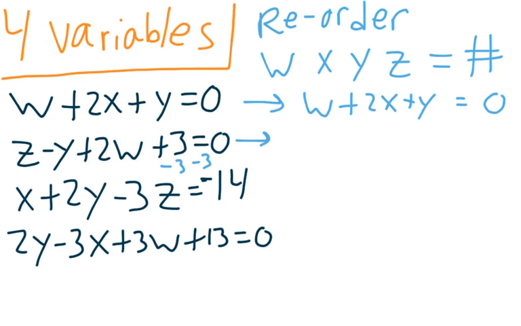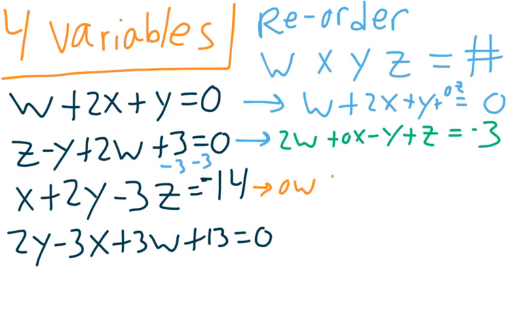So I'm going to do that one in green. So I have 2w. I have no x. And up here in the first equation, I had no z, so plus 0z. So plus 0x, I had minus 1y, and then plus 1z. And that all equaled negative 3. The next equation, this one here, is actually fine. I have no w's though, but I do have an x. I have 2y. I have minus 3z. That equals negative 14.